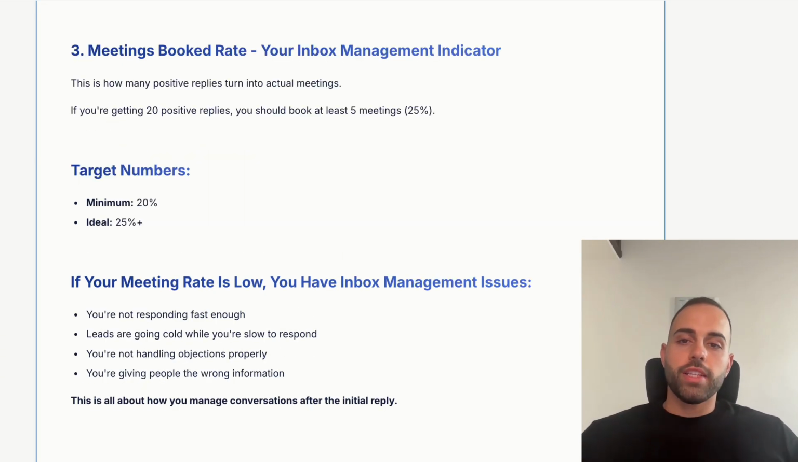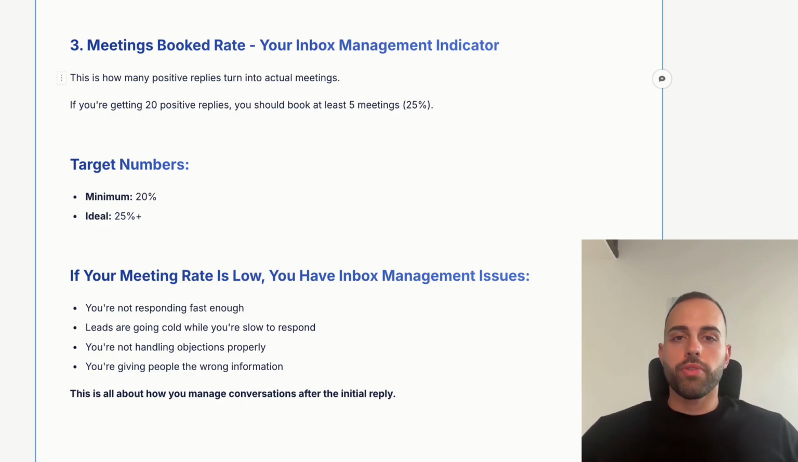Now, the third metric that you need to be tracking is your meetings booked rate. So this is going to be your inbox management indicator. Now, this is not a metric that you can just read directly off your Smart Lead or Instantly dashboard. This is something that you need to track manually. And this metric is how many positive replies turn into actual meetings. So if you're getting 20 positive replies, you should be booking at least 5 meetings. So you should aim for a 25% meetings booked rate.